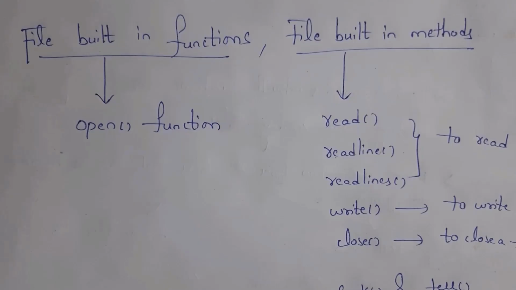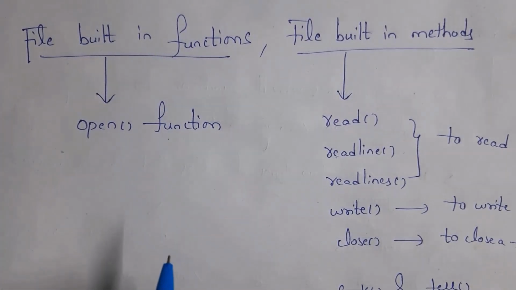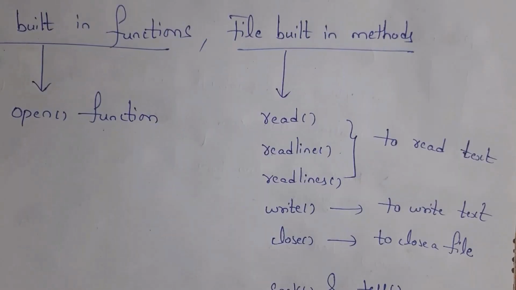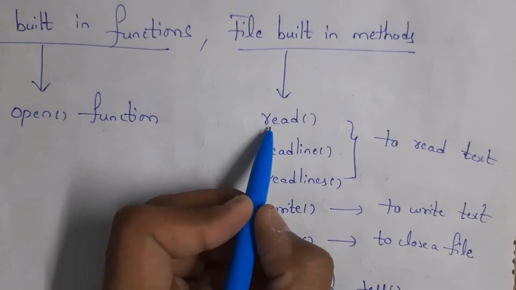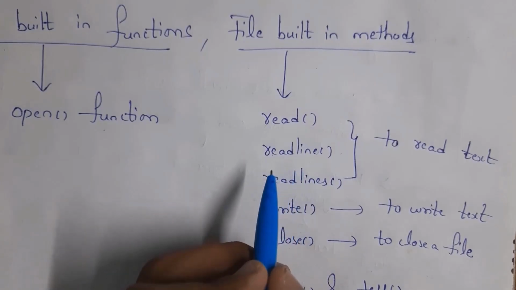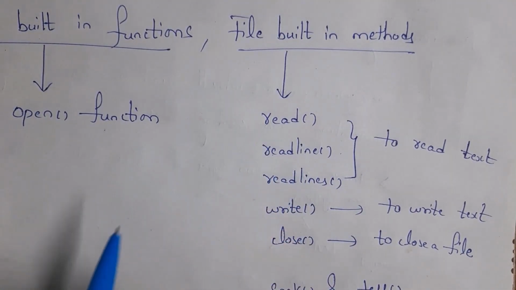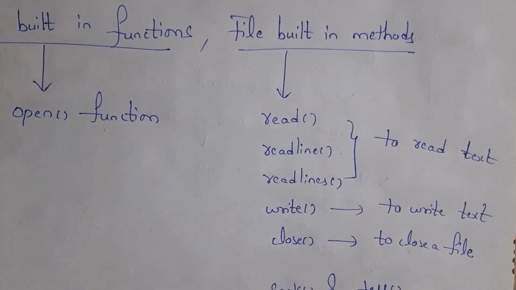Next, I will explain file built-in functions and file built-in methods. There is only one file built-in function, that is the open function. By using the open function, we can open our file. Next, I will explain file built-in methods. There are various file built-in methods. First one is the read method, second one is the readline method and third one is the readlines method. By using these three methods, we can read text data, that is nothing but whatever data is present in a text file, we can see the data in my Python terminal.